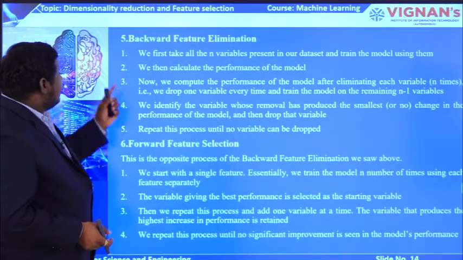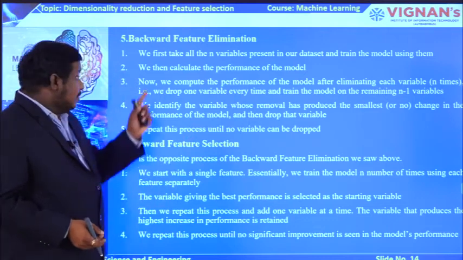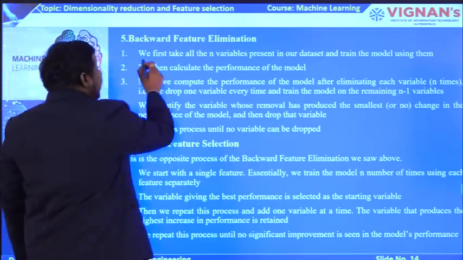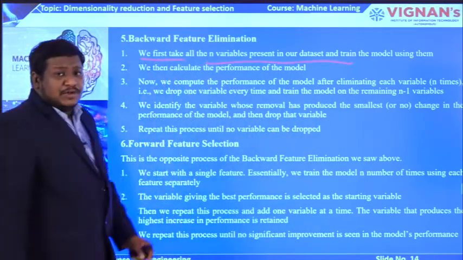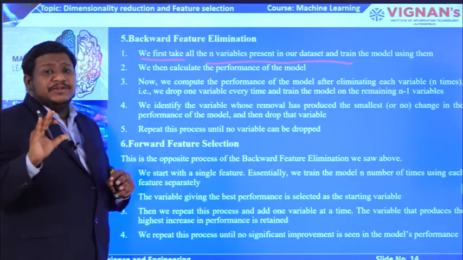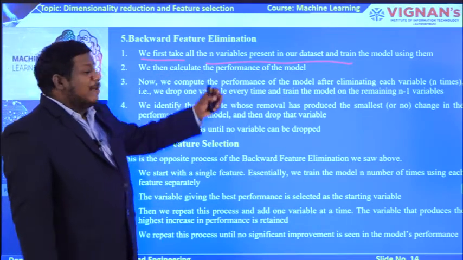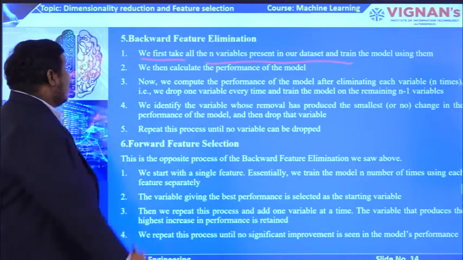The next important one is backward feature elimination and forward feature selection. It will follow three steps. First, we take all the n variables present in our data and train the model using them. So, we are taking a data set which has n variables and we will train on it. We then calculate the performance of the model, then go for the next step.